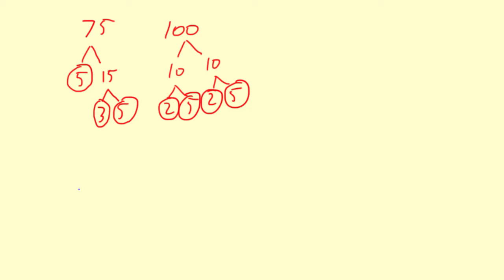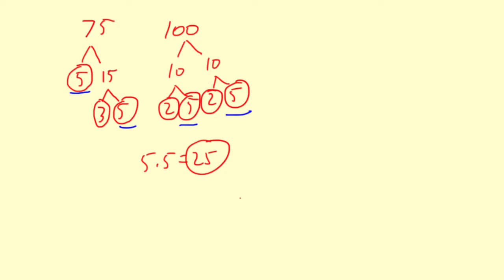Okay, now to find the greatest common factor, you want to find the factors that are in common with both 75 and 100. Well, here's a 5 in common. Here's another 5 in common. And that's it. The 3's and the 2's aren't common. So 5 times 5, or 25, is the common factor. So that is the greatest common factor of 75 and 100.